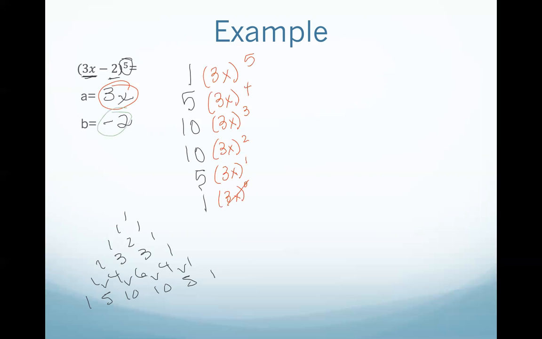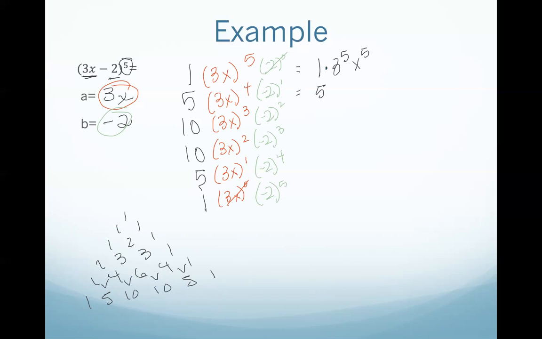And then b, starting from the bottom, b to the 5th, b to the 4th, b to the 3rd, b squared, b to the 1st. And then again, you can think of this as b to the 0, but that's just 1. So simplifying, now we have 1 times 3 to the 5th x to the 5th.